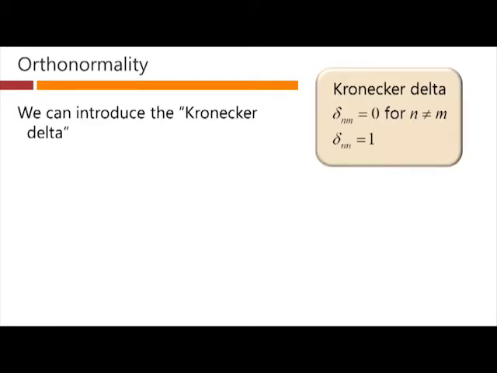Now, we can introduce a concept called orthonormality that is very convenient. To do that, first of all, we introduce a notation called the Kronecker delta. This little object here for subscripts n and m is 0 unless n equals m, in which case it's 1. It's just a notation, and a very convenient one. So this little object is 1 when the two subscripts are the same, and it's 0 when the two subscripts are different.